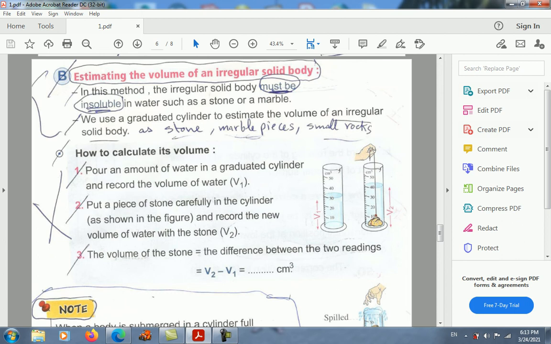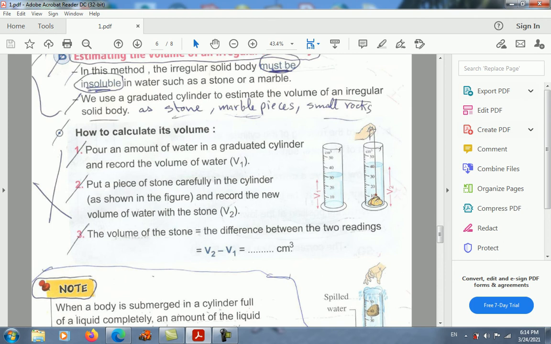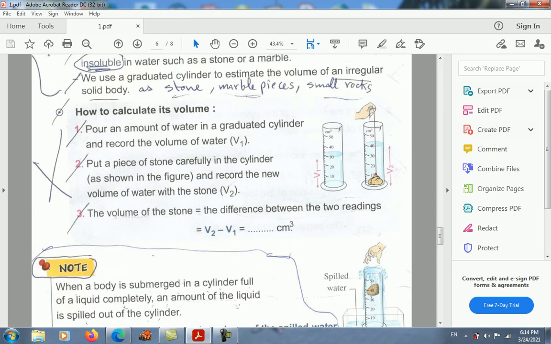1. Pour an amount of water in a graduated cylinder and record the volume of water, which is V1, the figure on the left. 2. Put a piece of stone carefully in the cylinder as shown in the figure and record the new volume of water with the stone, V2, the figure on the right. So the volume of the stone equals the difference between the two readings, V2 minus V1. In this case it will be 40 minus 30, which is equal to 10.